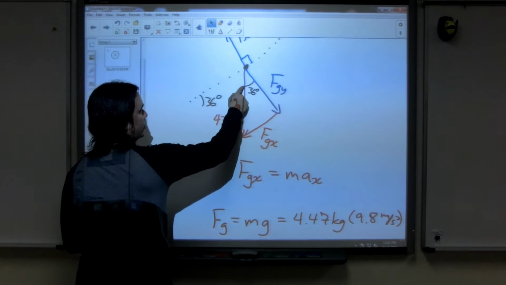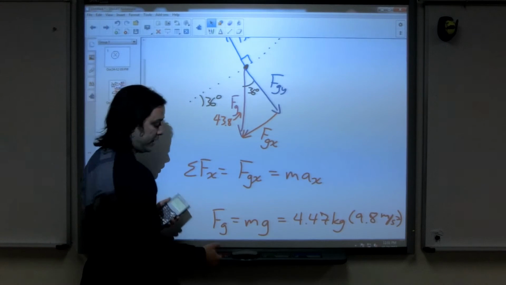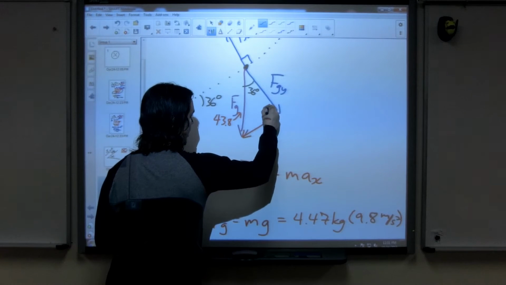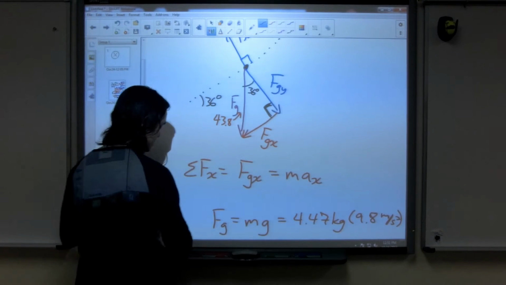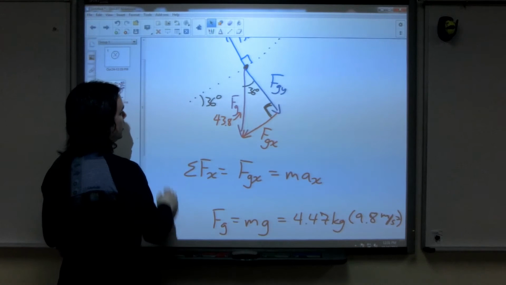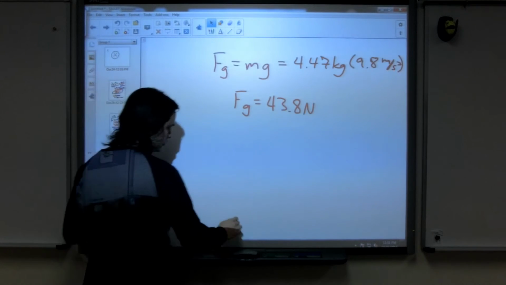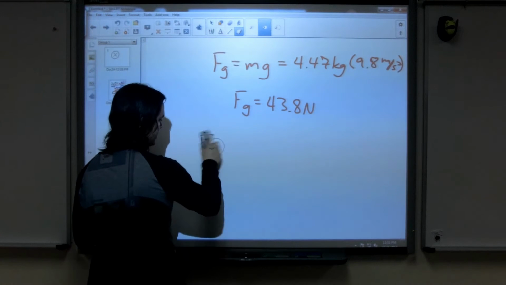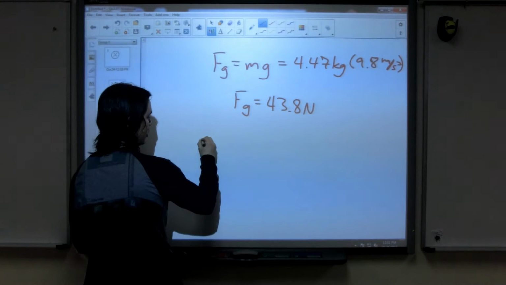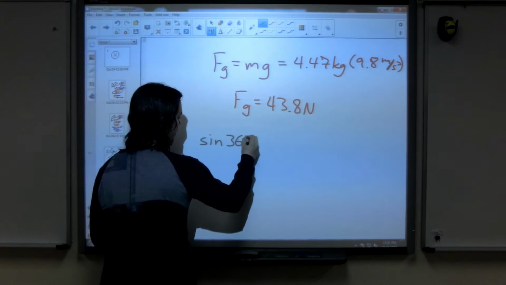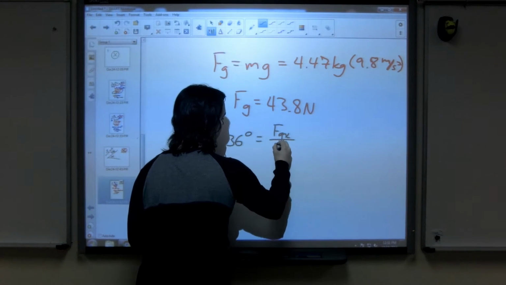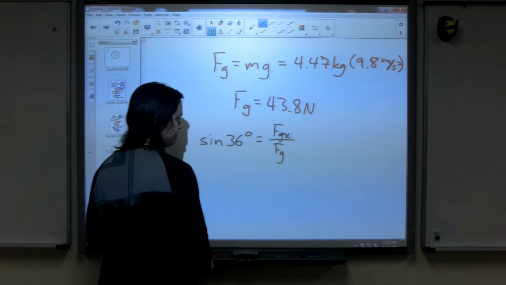So this is my angle, 36 degrees. Here's where that vector stuff comes back in. Remember, there's 90 degrees between my x and y directions. So there's my right triangle. And we end up with the following. SOHCAHTOA, so sine of 36 degrees equals my opposite, FGx, over my hypotenuse, FG.